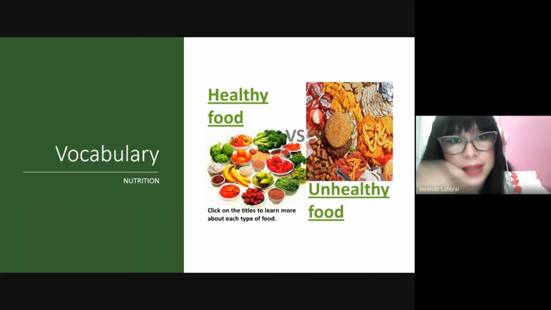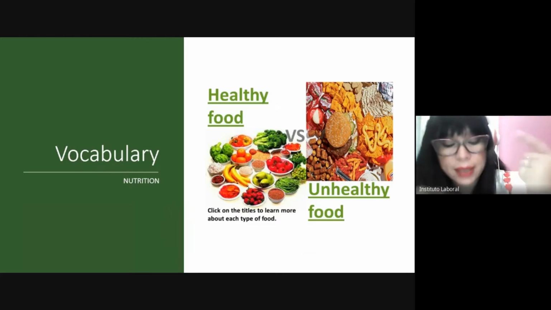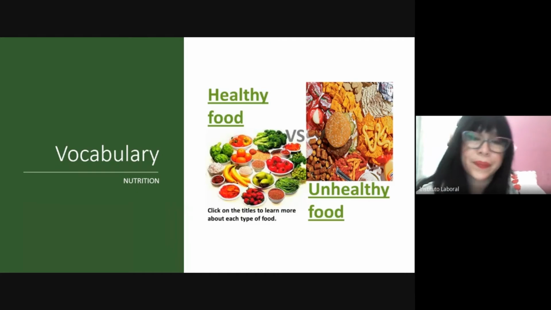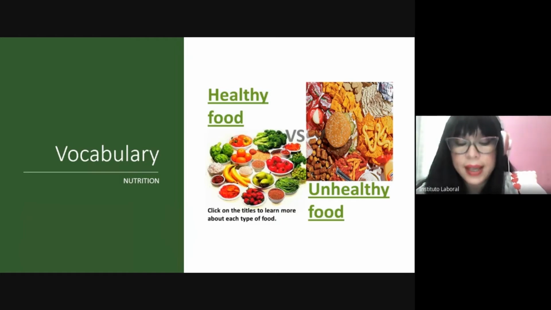Habits, lo acabamos de ver al inicio de la clase. Hábitos, cosas que hacemos todo el tiempo. Diet. Dieta. System. Un sistema. Calories. Calorías. Fat. Esa es grasa. Fat. Grasa. Lo que tenemos que avoid.